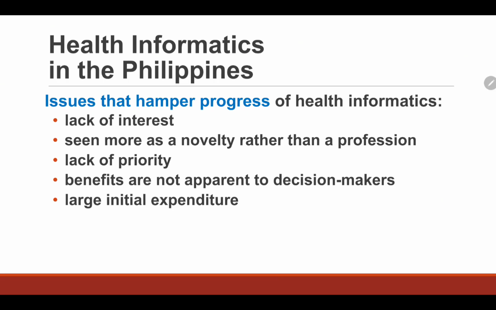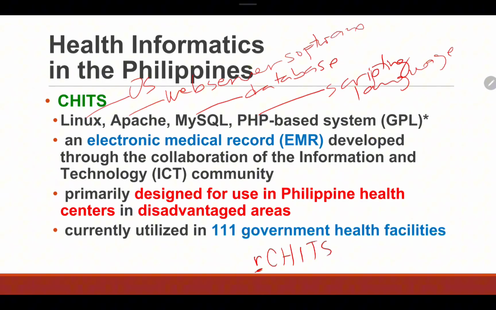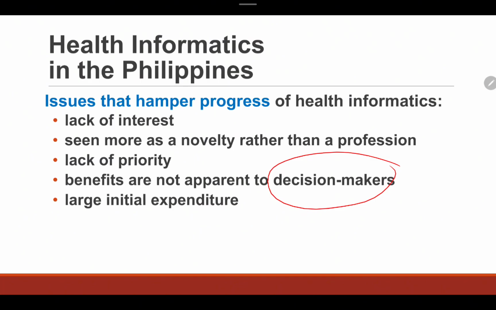Health informatics is seen more as a novelty rather than a profession, it lacks priority, and benefits are not apparent to decision makers. So this is the most painful one. Nowadays, some of my uncles, for example, thought that IT people just watch over a computer shop. How much more so some senators and some lawmakers, who don't really know the importance of information technology. So progress is slow. They have nothing to rely on. That's why our progress is slow. Look here, only 111. So that is one of the problems. They cannot see the benefits. The benefits are not apparent to decision makers.